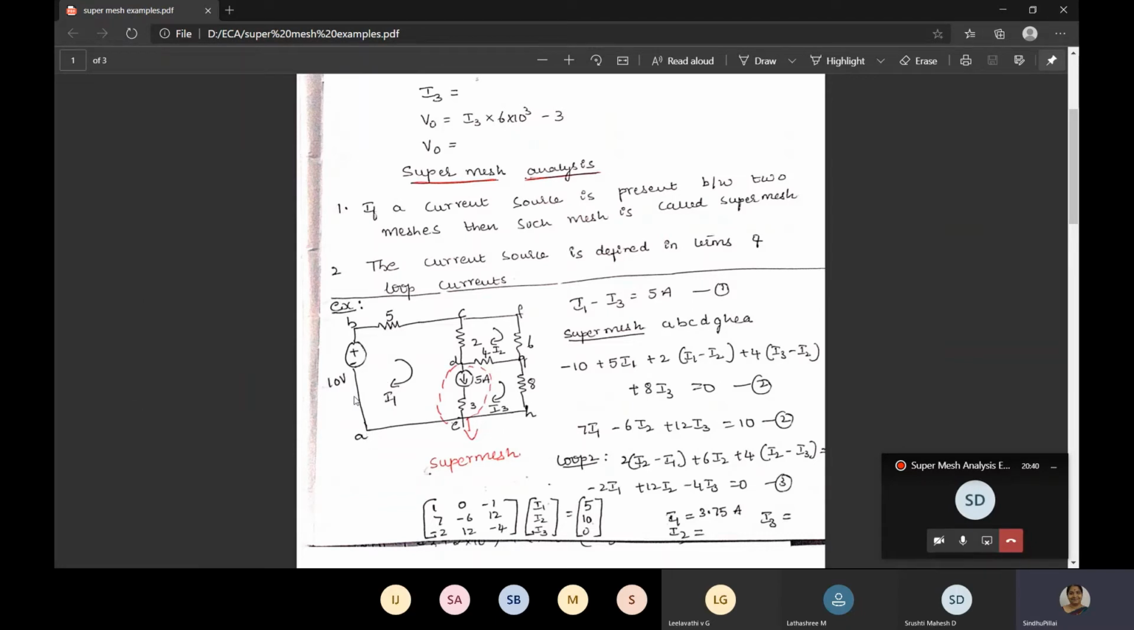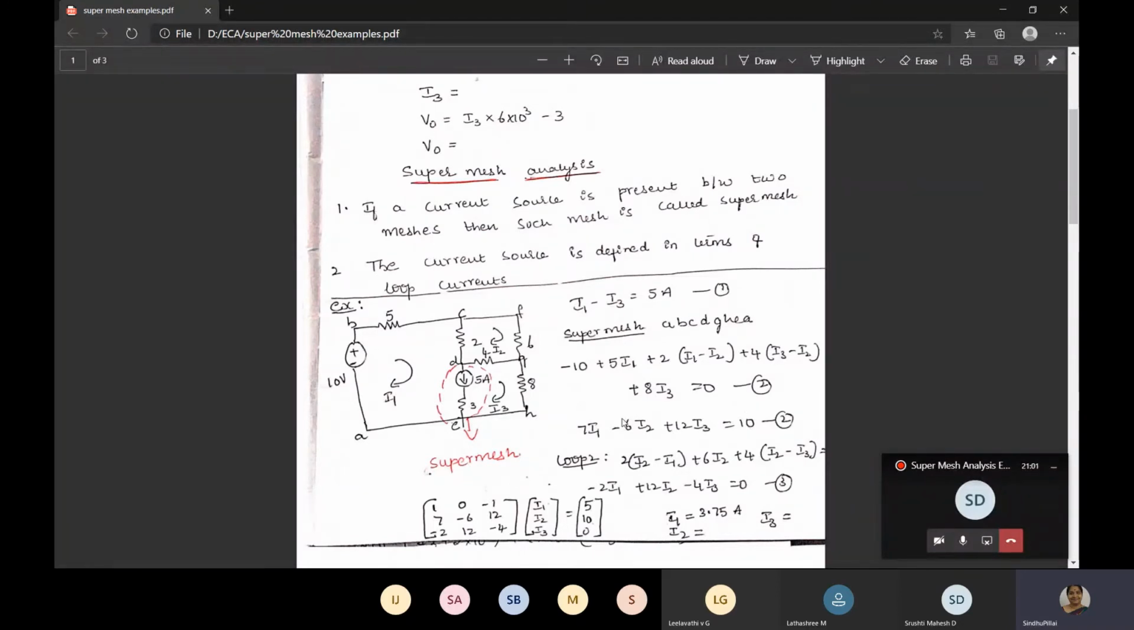It starts from A, B, C, D, G, H, E, A. So we have 5 ohm, we have 2 ohm, we have 4 ohm, we have 8 ohm. All this put together, the equation is written here. Just simplify that equation, we'll get equation 2. So we have equation 1, we have equation 2.